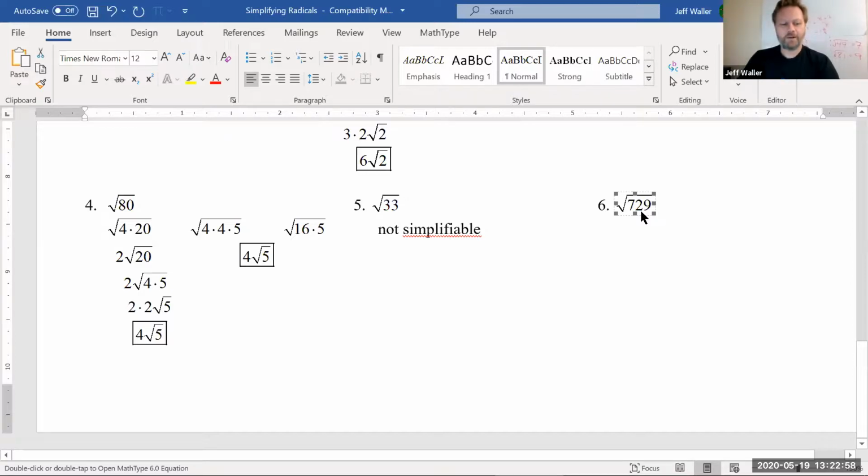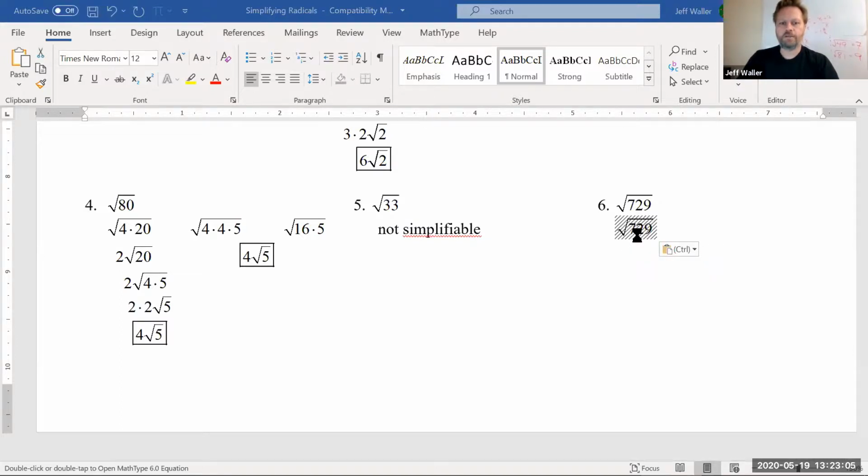Do you guys remember that at all? If you add up all the digits in a number and they are a multiple of 9, then 9 goes into the whole number. So 9 goes into 729 how many times? 81. Yeah, you got it. And then 9 goes into 9 one time. So it's 81.